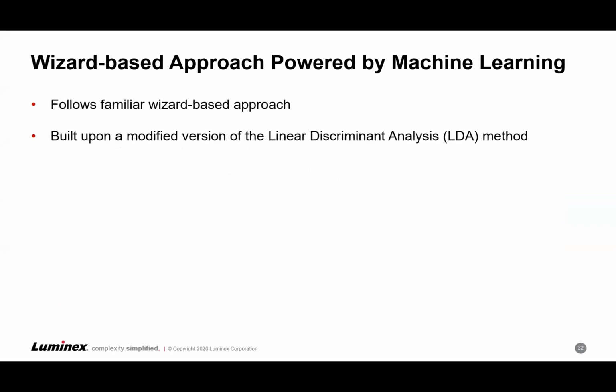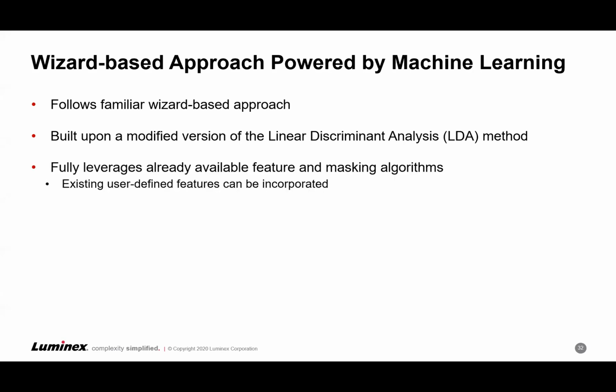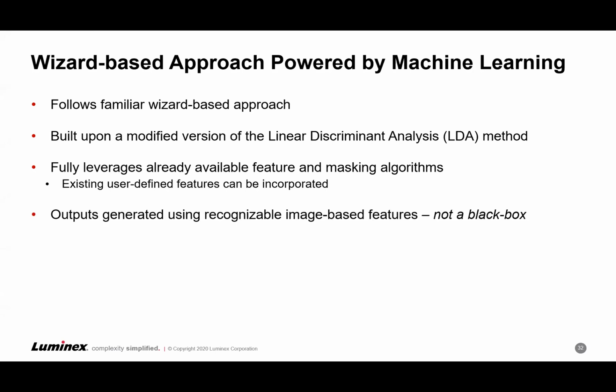It's built on the linear discriminant method, which uses a linear combination of features to characterize or separate two or more classes of objects or events. The resulting combination may be used as a linear classifier or for dimensionality reduction before later classification. The classifier is not a black box, meaning we are going to show you exactly what's being used to calculate your analysis. So if it uses a specific subset of masks and a specific subset of features, we will give you those, and you'll see that as we move on in the presentation.